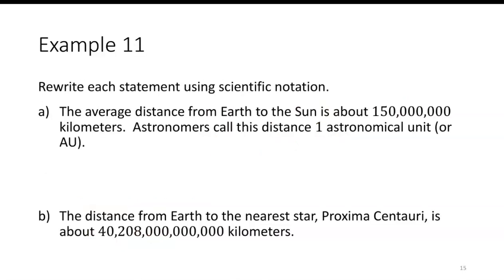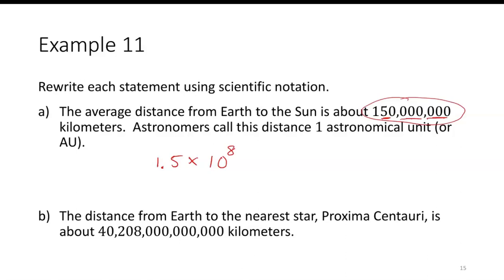The average distance from Earth to the Sun is about 150 million kilometers. Astronomers call this distance 1 astronomical unit. And if I want to rewrite this number using scientific notation, so I take that 150 million, that'd be 1.5. And I count how many numbers are to the right of the 1. So there's 1, 2, 3, 4, 5, 6, 7, 8. This would be 1.5 times 10 to the 8th.